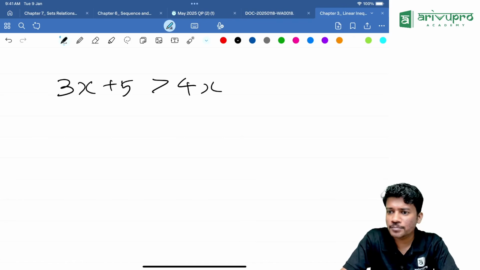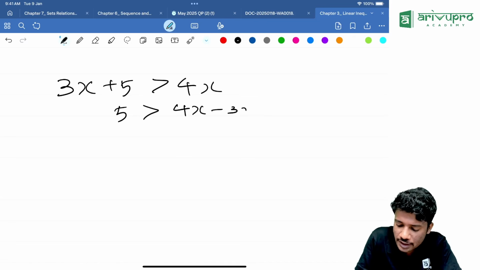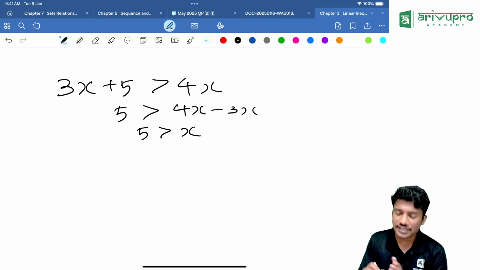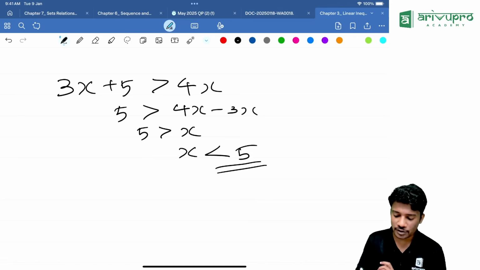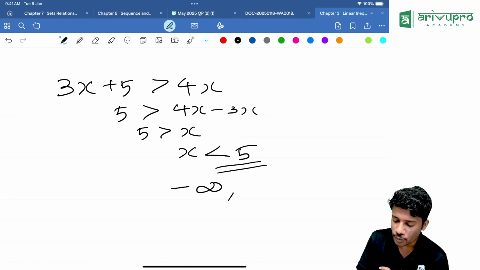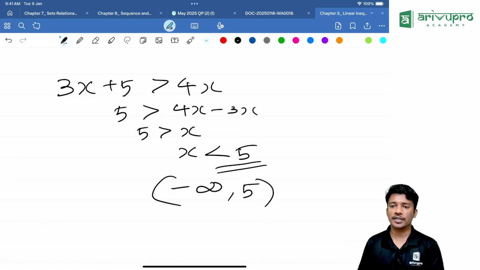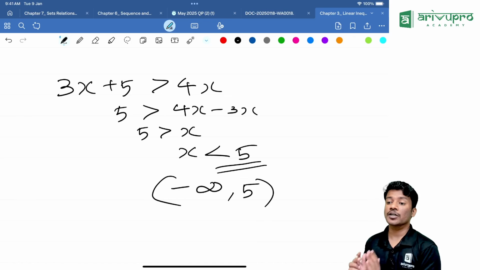Yes, tell me. So 5 greater than 3x will go to the other side. It will become 4x minus 3x. Then 5 greater than x. Correct? 5 is greater than x means x is less than 5. So what are the possible values of x? Minus infinity to plus 5. Are both included? No, they are not included. When minus infinity is there, we will not use an inclusive bracket.